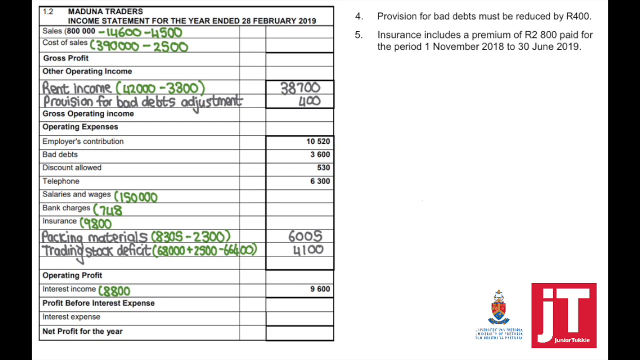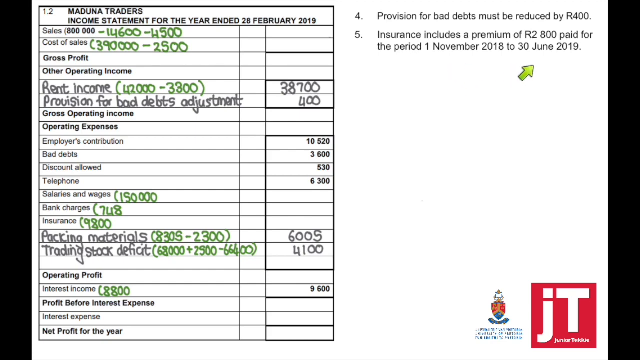Adjustment number 5. Insurance includes a premium of 2,800 paid for the period 1 November 2018 to 30 June 2019. Easy part, anything that falls outside of our accounting period must be taken out. So now we need to calculate how much must be taken out.